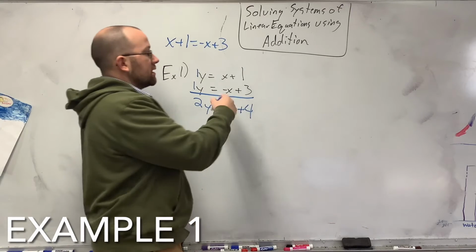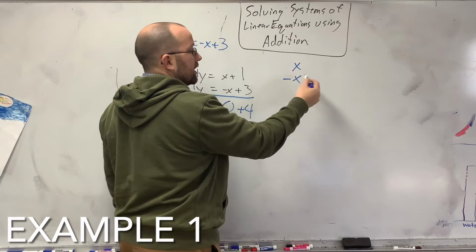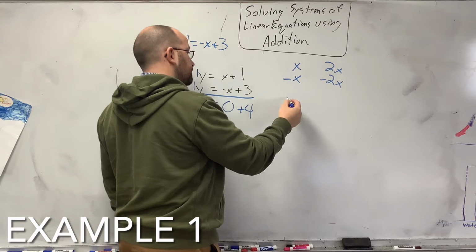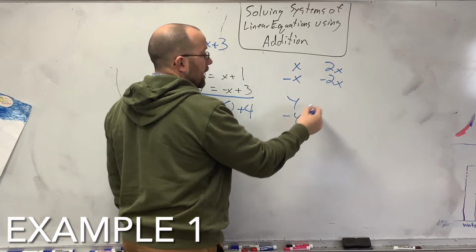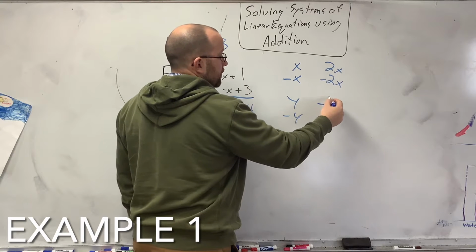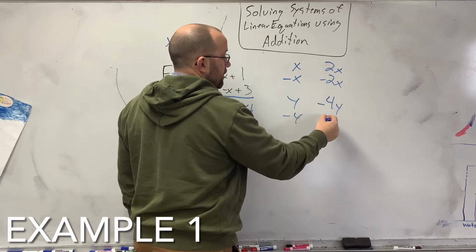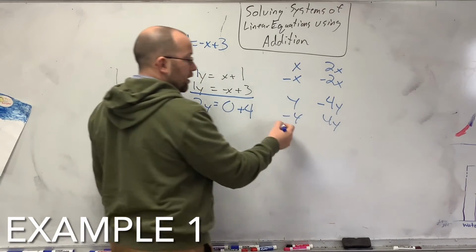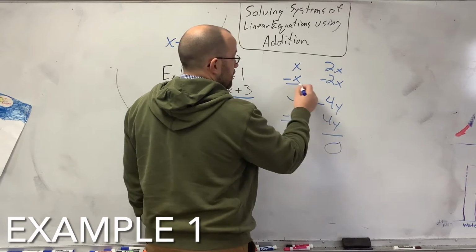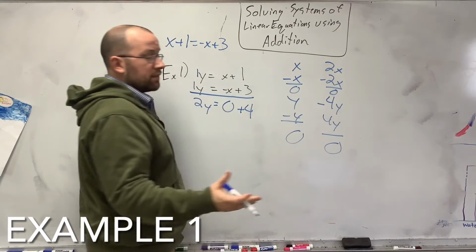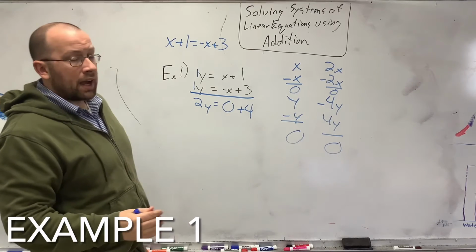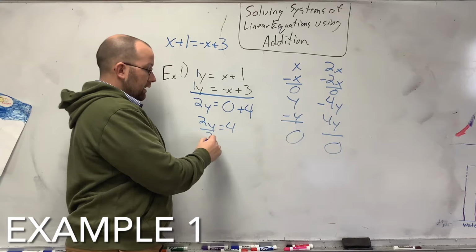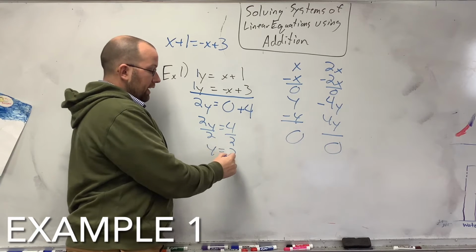The inverse is like, here I have x and negative x. Or it could be 2x and negative 2x, or y and negative y, or negative 4y and 4y. Those are called inverses. They're the exact opposites, and when you add them together, you get 0. And it gets rid of it. So that's what we're doing here: we're combining them together so that we only have one variable left, and then we can solve. So our y here equals 2.